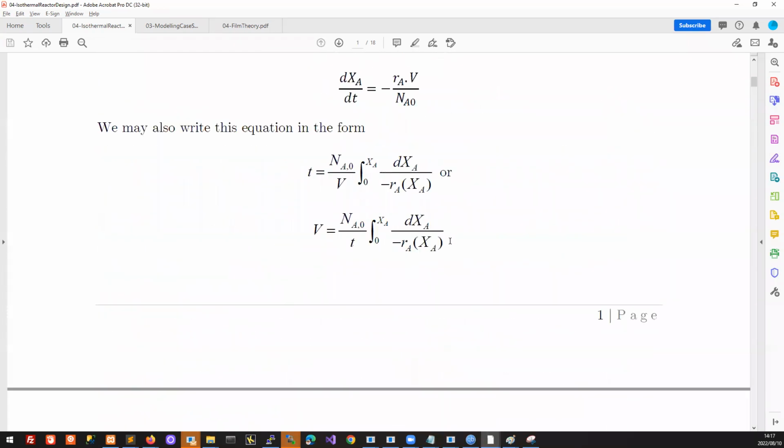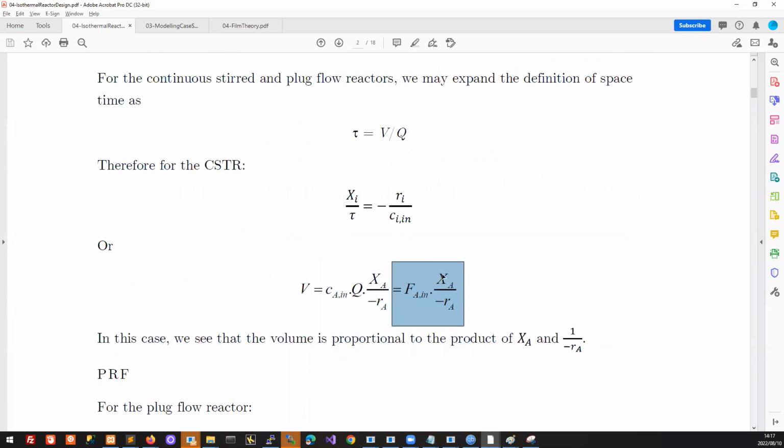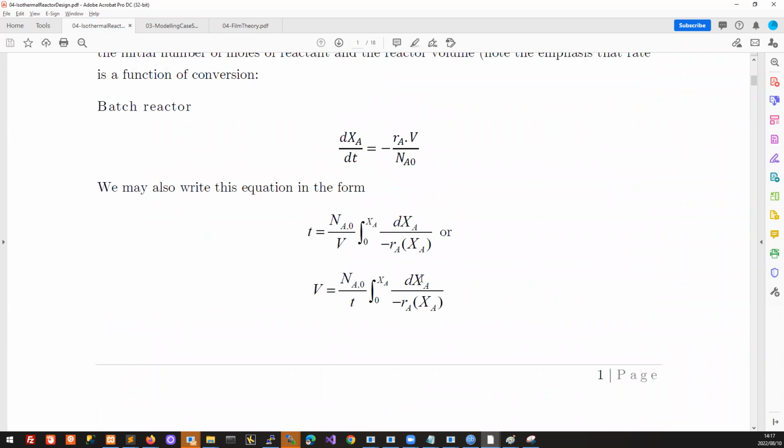And if you compare here, you've got this X over RA, right? In the CSTR, it's a bit clearer. It's like X just divided by RA. Whereas in the batch reactor, it's the integral of 1 over RA in X. So it's in the same positions, X over RA, but here it's the integral of 1 over RA with respect to X rather than a simple division.